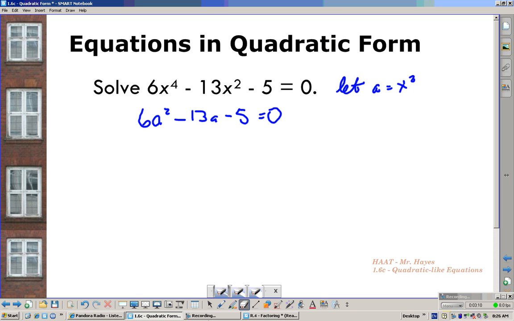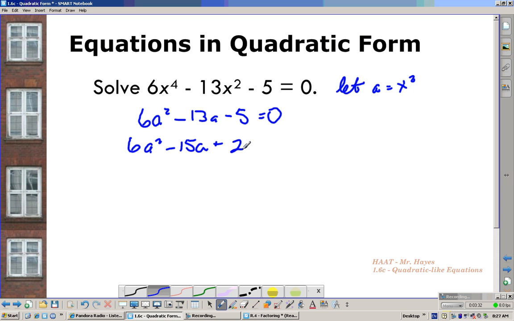What it does break down into is I'm going to have 6a squared. And then the 30 you can break down into 15 and 2. So I'm going to say minus 15a plus 2a minus 5 equals 0. And then from here, we're going to break this down into 2 separate groups. Let's see if we have something in common. You can pull a 3a out here, remember. You have 2a minus 5.